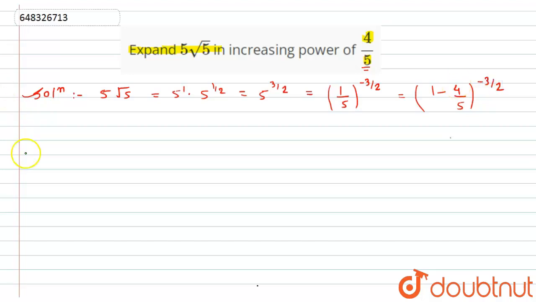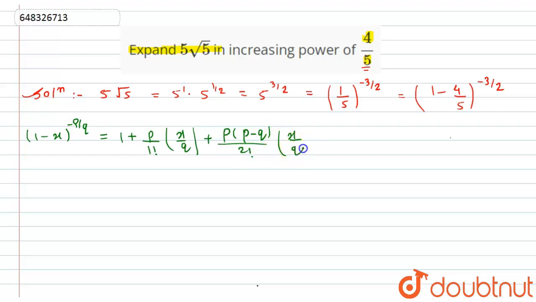Now for this we are going to use the expansion of (1 minus x) raised to minus p/q. This is expanded as 1 plus p/1! times (x/q) plus p(p minus q)/2! times (x/q) squared plus p(p minus q) and so on, up to dot dash, plus the last term. So the last term will be here.